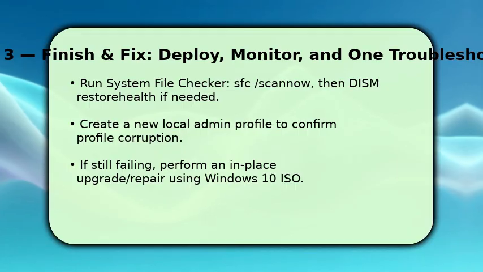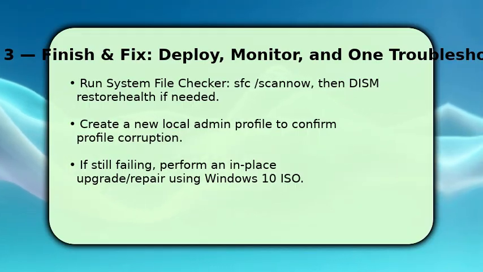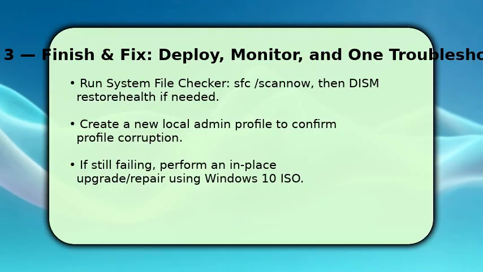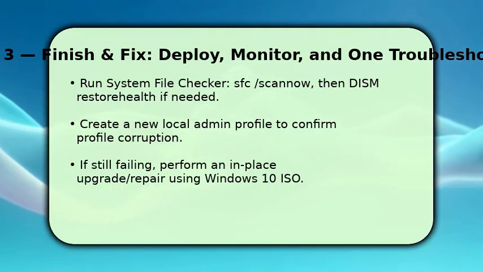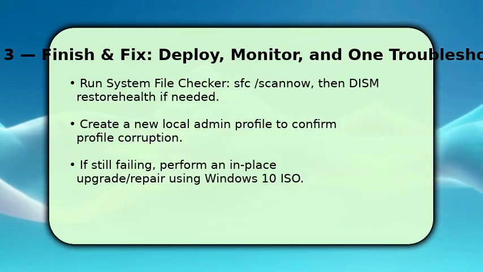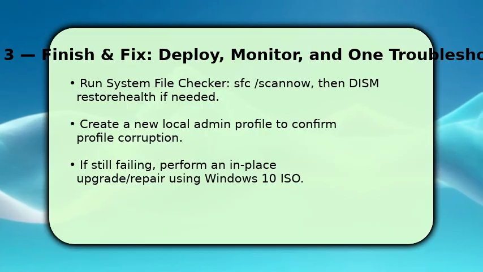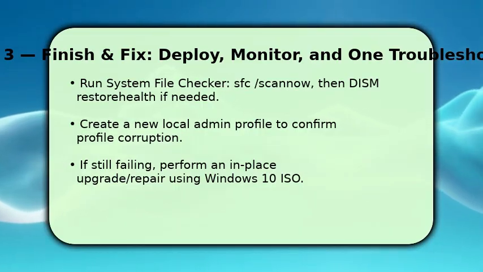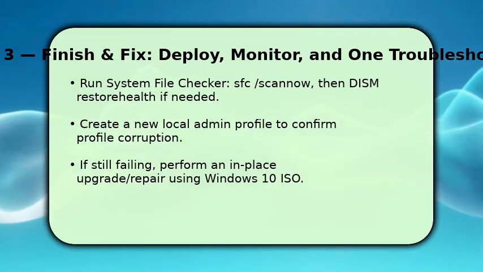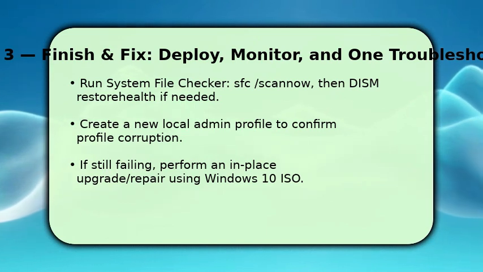If problems persist, create a new local administrator profile to check for profile corruption. Sometimes your user data breaks search. As a final measure, perform an in-place upgrade or repair install using the Windows 10 ISO. It preserves apps and data while restoring system components. Tip: if search still fails, check Event Viewer.